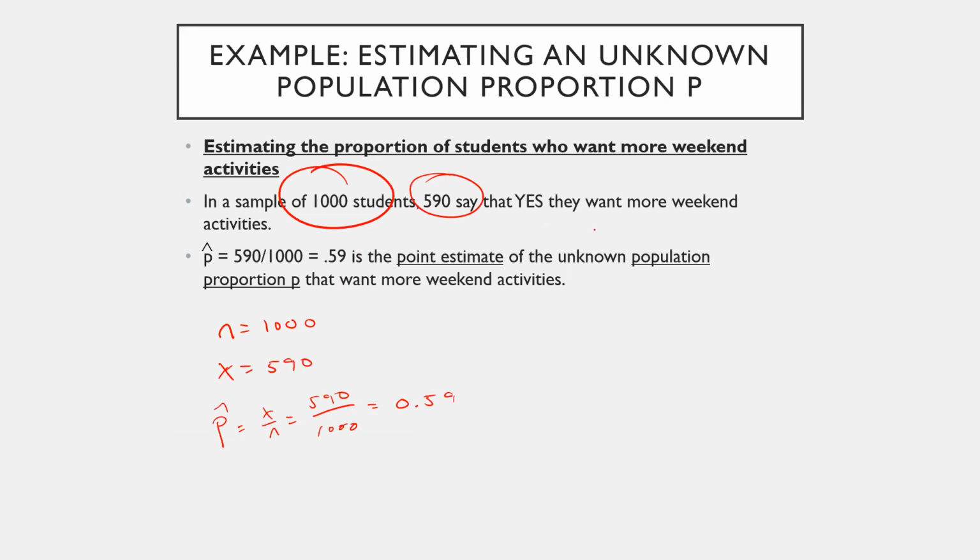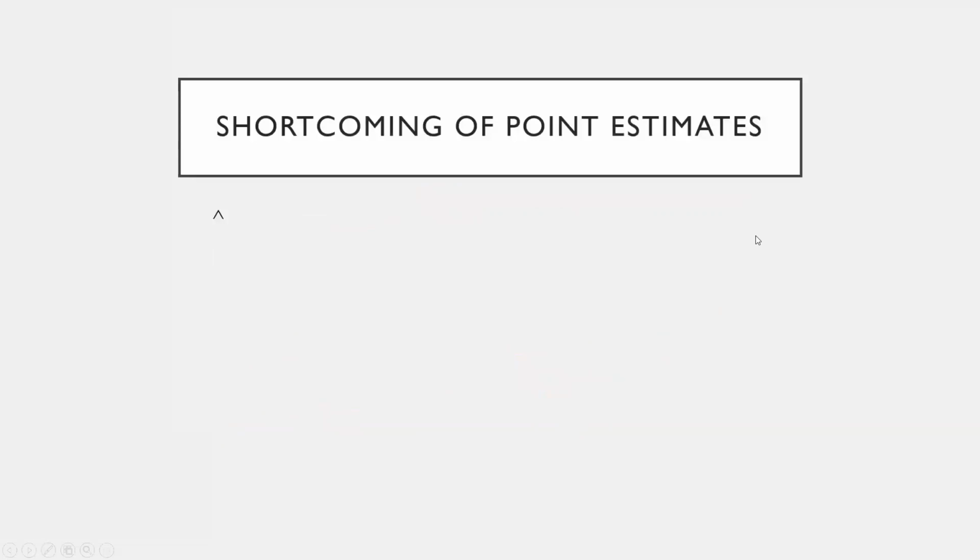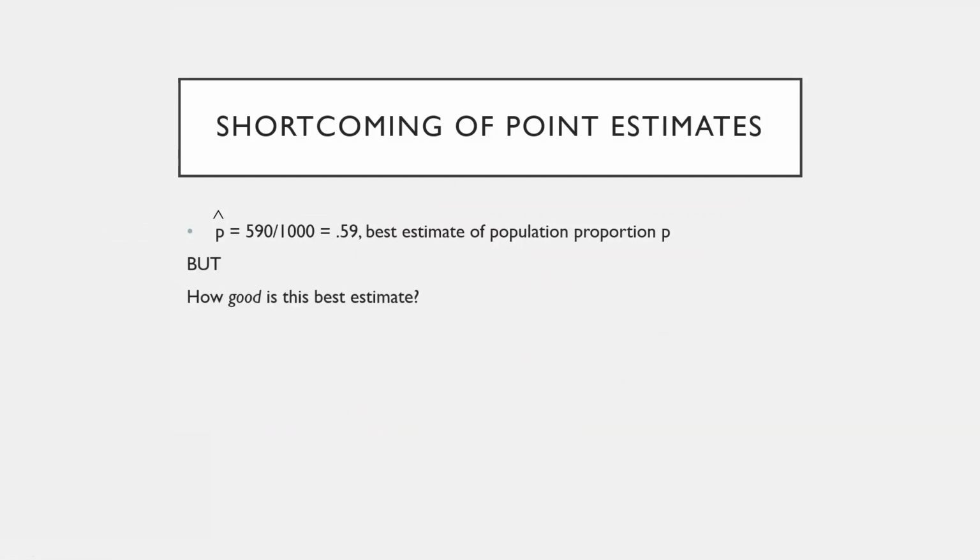So what could the real value be then? There's no way I could call every WCC student and ask, do you want weekend activities? You can't do that. So we're going to estimate it. Here are some shortcomings of this point estimate. It's the best estimate for the population proportion, but how good is this estimate? There's no measure of how reliable it is, or how close it is to the real value.